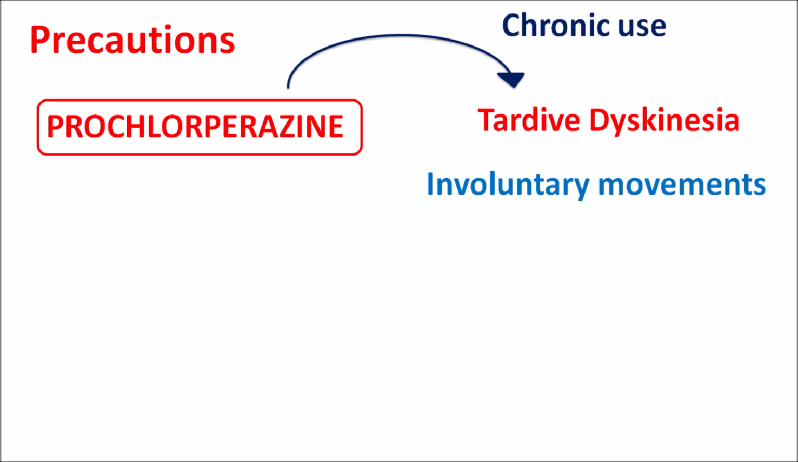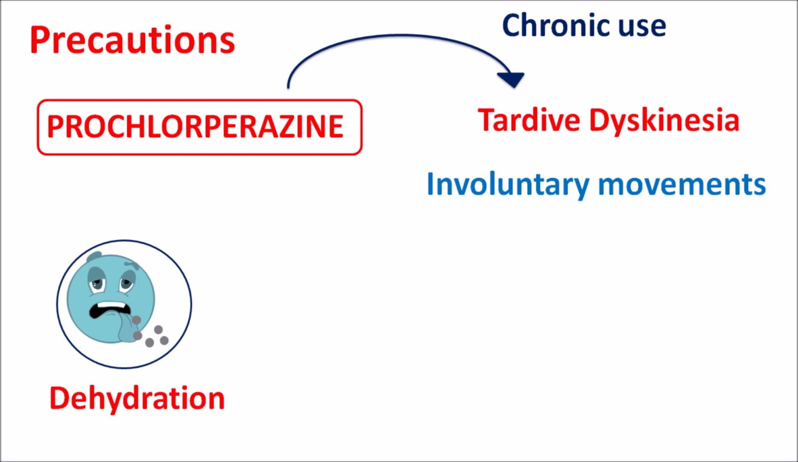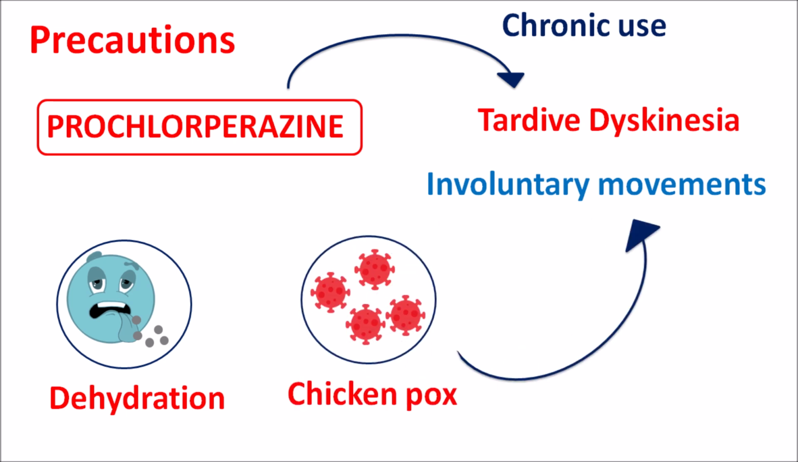Under normal therapeutic doses, this tardive dyskinesia is somewhat less pronounced. But in children with any dehydration or children suffering with chickenpox, in such conditions, this dyskinesia may be promoted with use of prochlorperazine. What are the side effects?